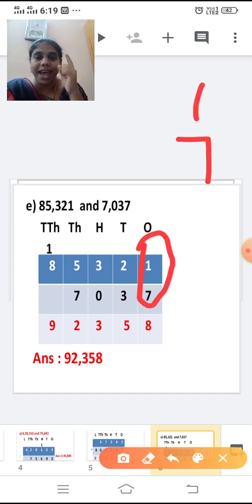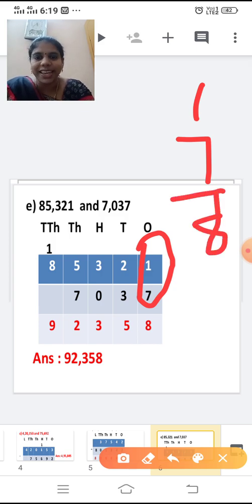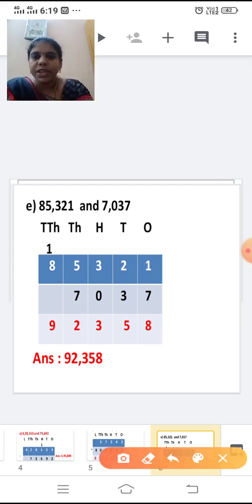Keep 7 in mind, add 1 to it. After 7, I am going to add only one number, right? After 7, 8. 7 plus 1 is 8. So write 8 below this. Now move on to the tens place. 2 plus 3. Now add and tell me the answer.